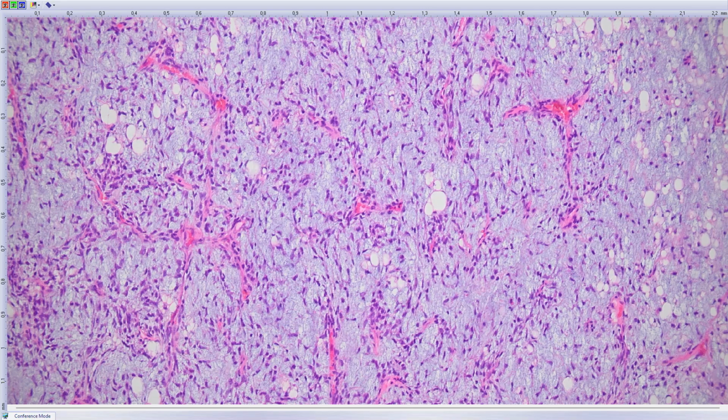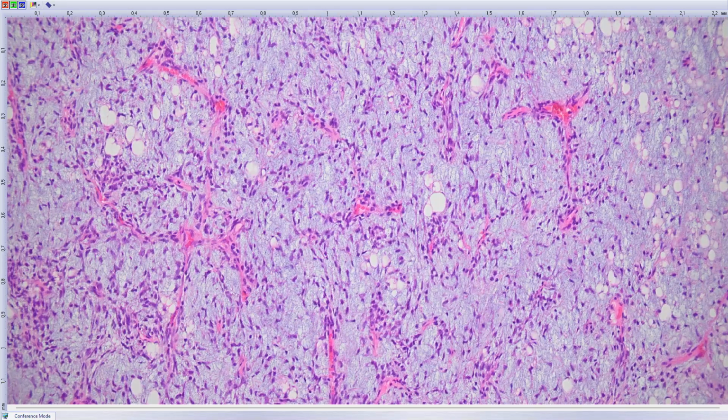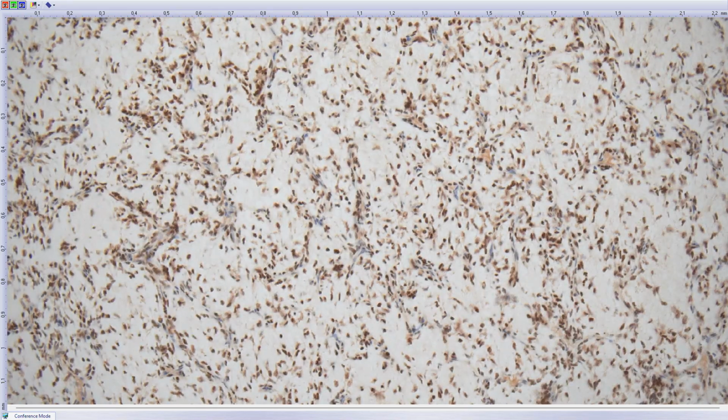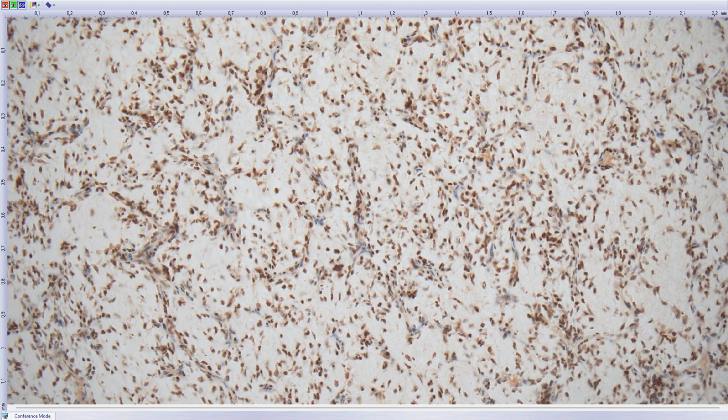So we basically need to do some stains, and I needed only one immunohistochemical stain. With this nuclear positivity, you've got DDIT3 immunoexpression. When you've got this morphology with this immuno, you don't need to perform molecular testing. It's completely fine to make the diagnosis of myxoid liposarcoma.